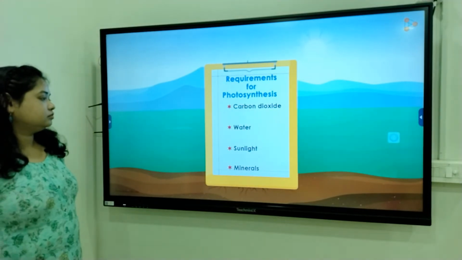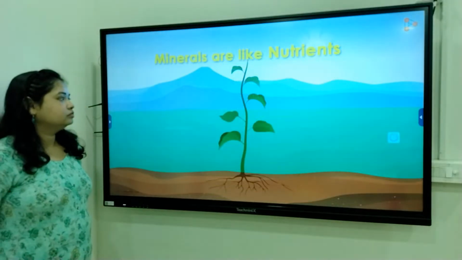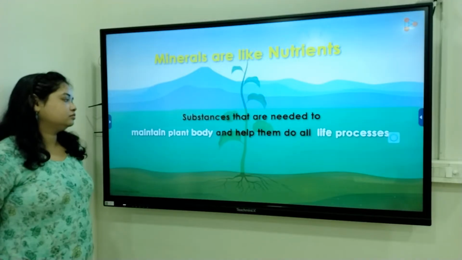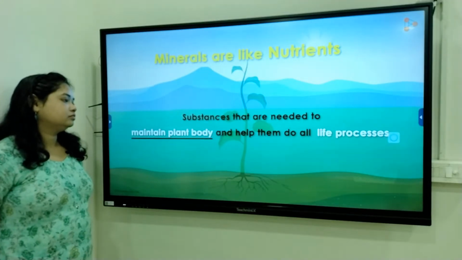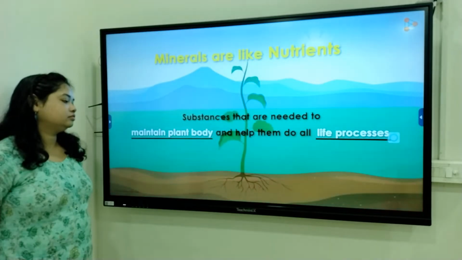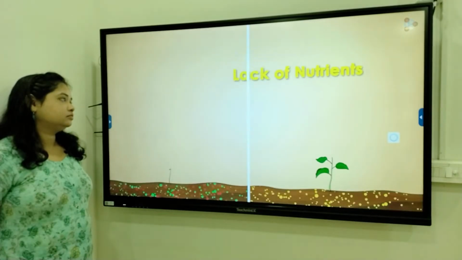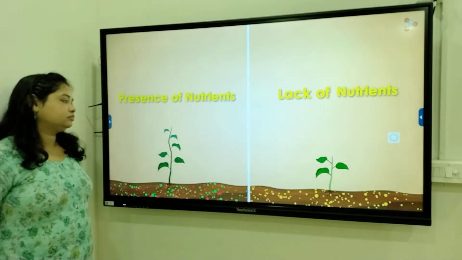But what exactly is the role of these minerals? These minerals are like nutrients for plants. Nutrients are substances that are needed to maintain the plant body and help them do all its life processes. And we know that these are obtained from the soil. Now, what will happen if the soil lacks these nutrients? If any of the nutrients are not present, then a plant won't grow to its full potential. And what do we mean by this? It simply means that the plant will suffer from certain deficiencies. It will not grow normally and will have defective parts or systems.